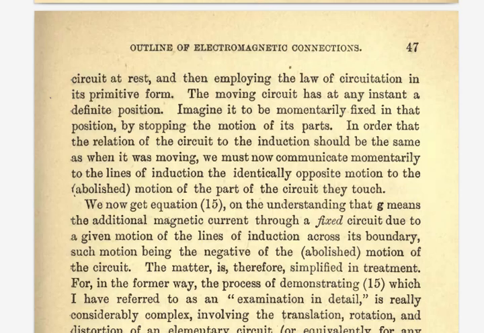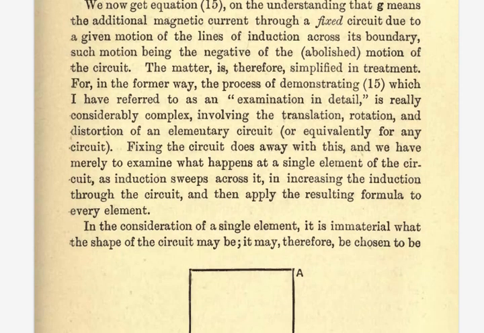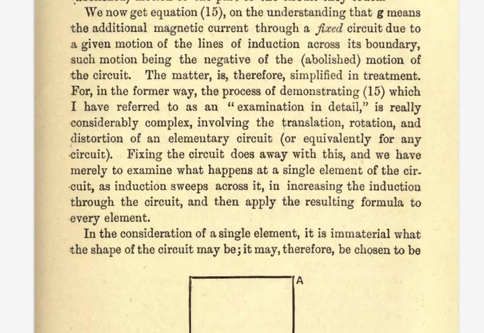We now get equation 15, on the understanding that small g means the additional magnetic current through a fixed circuit due to a given motion of the lines of induction across its boundary, such motion being the negative of the abolished motion of the circuit. The matter is, therefore, simplified in treatment. For, in the former way, the process of demonstrating equation 15, which I have referred to as an examination in detail, is really considerably complex, involving the translation, rotation, and distortion of an elementary circuit, or equivalently for any circuit.